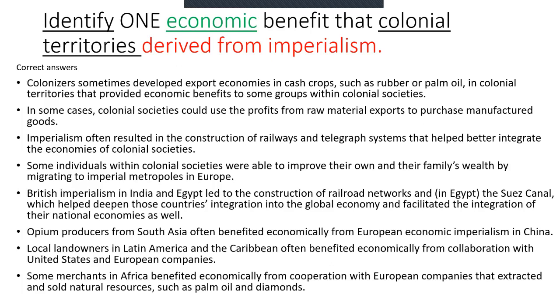So look at the first one. Colonizers sometimes developed export economies and cash crops, such as rubber or palm oil, right? If you stop there, it has not answered how colonial territories benefited. In this case, though, it goes on. In colonial territories, that provided some economic benefits to some groups within colonial societies.